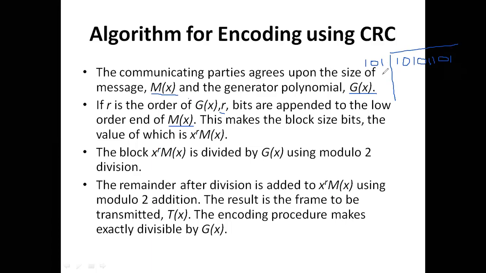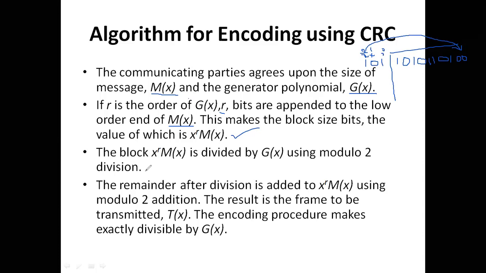So at the end of the message we have to add two zeros, because the order of the polynomial here is 2: this is x power 0, x power 1 and x squared. So two zeros we have to append to this message. That is the second point.